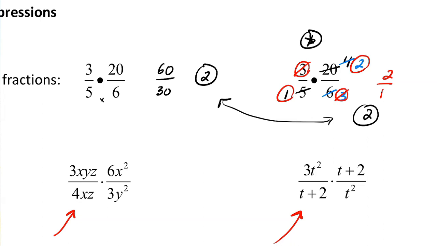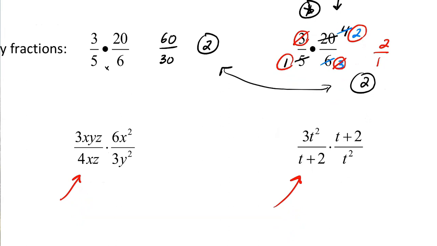What's going to be most common is this approach: we're going to factor and then divide out common factors. You can use either one of those approaches on these next two. So you could multiply across. If I did that, I would have 18x cubed yz, and in the denominator, I'd have 12xy squared z.